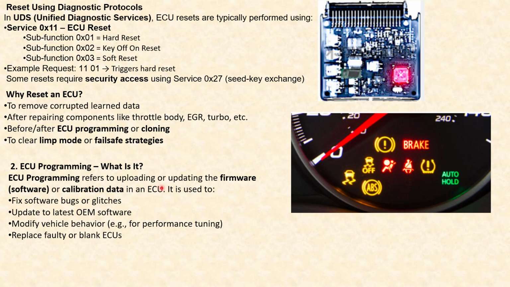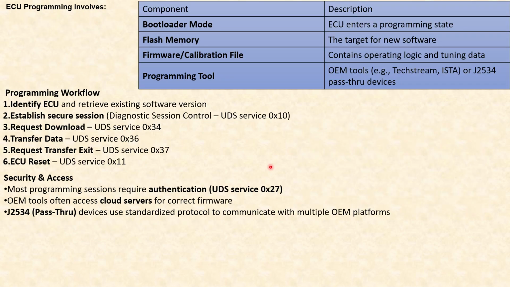ECU programming refers to uploading or updating the firmware or calibration data in the ECU. It is used to fix software bugs or glitches, update to the latest OEM software, modify vehicle behavior, and replace faulty or blank ECUs. Okay, so these are the various types of ECU programming. Now, what does ECU programming involve? In this table, we will see the component that is involved and also the description of that component.